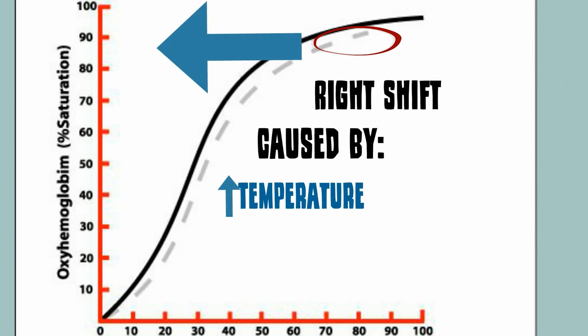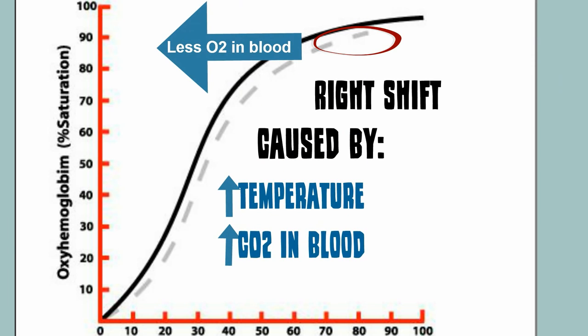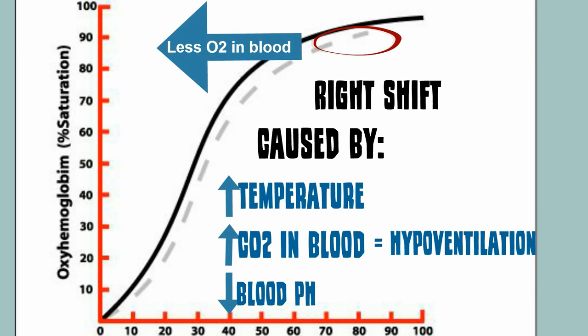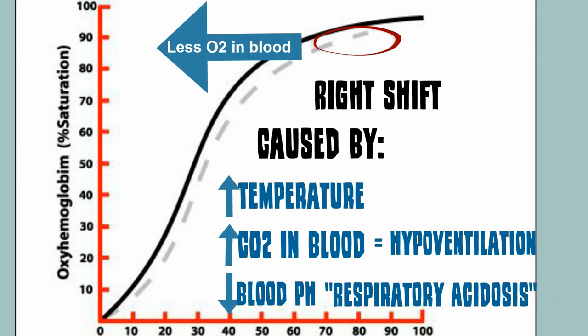How does the CO2 level rise in the blood? Answer, you don't blow it out, and that's called hypoventilation. And a rise in CO2 level causes a decrease in the blood pH, and this is called respiratory acidosis.